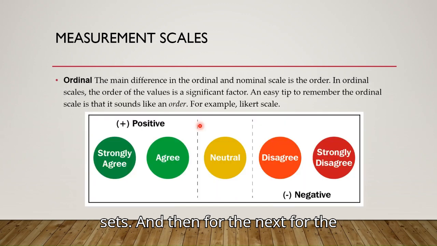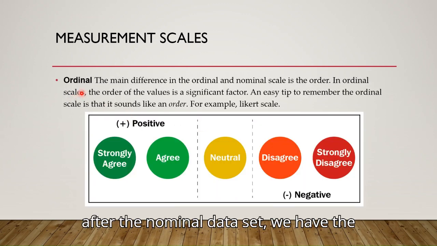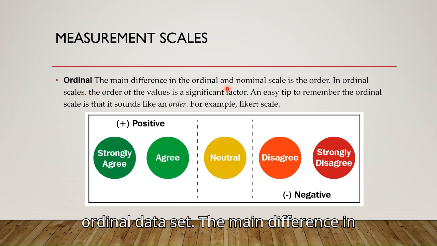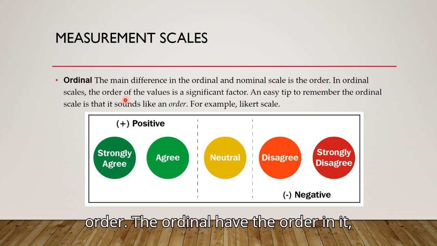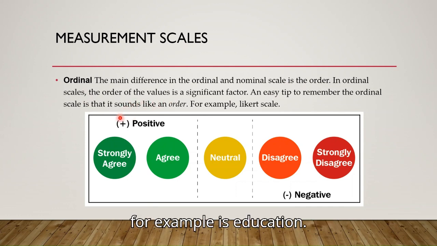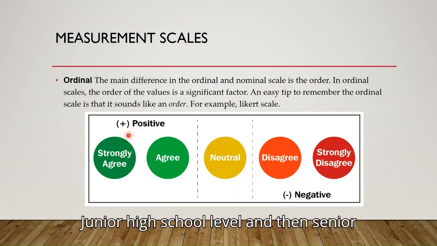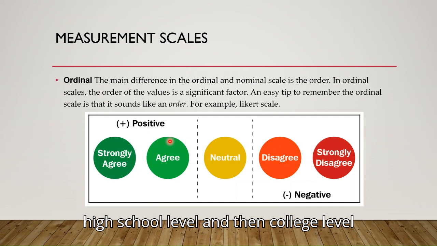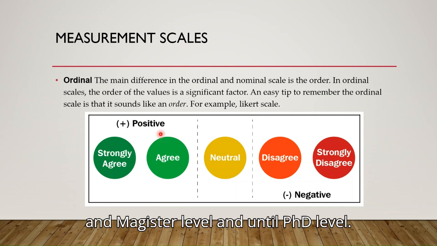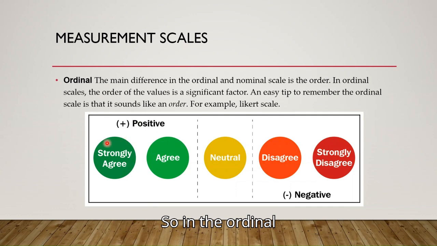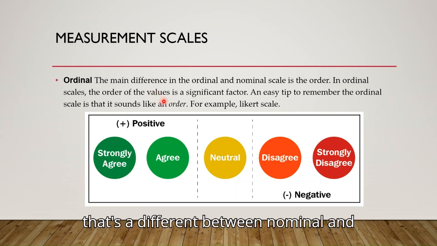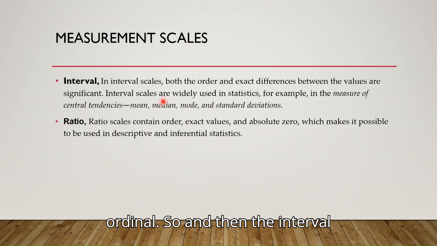And then after the nominal dataset, we have the ordinal dataset. The main difference between ordinal and nominal scales is the order. The ordinal has order in it. For example, education: we have elementary school, then junior high school level, then senior high school level, then college level, and master's level, until PhD level. So in ordinal scales, we have an order, or a level in the data. That's the difference between nominal and ordinal.